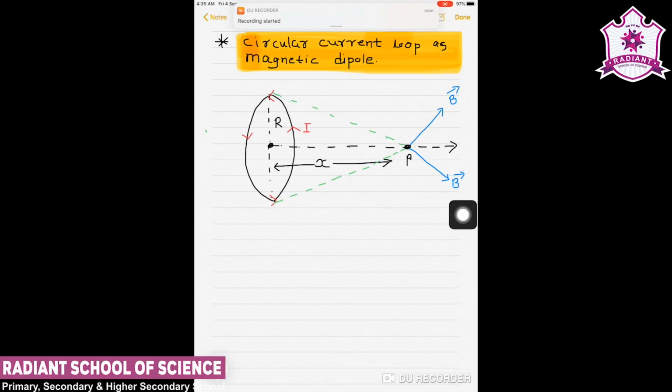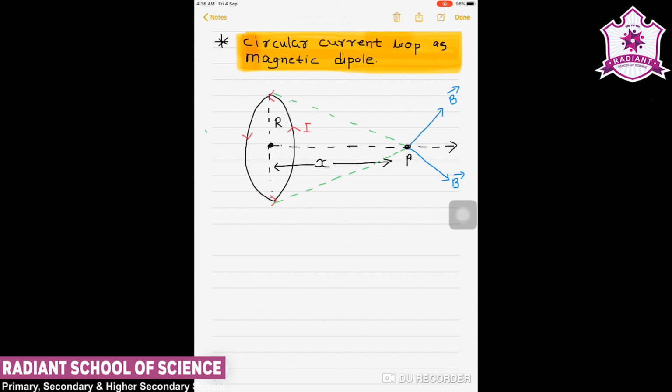Hello dear friends, today we will see a topic that is how a circular current carrying loop is considered as a magnetic dipole. Now first of all, whenever we have the term dipole, first we should have one assumption that there must be two poles. So obviously, if we consider a circular current carrying loop as a magnetic dipole, we must consider that there are some magnetic poles.